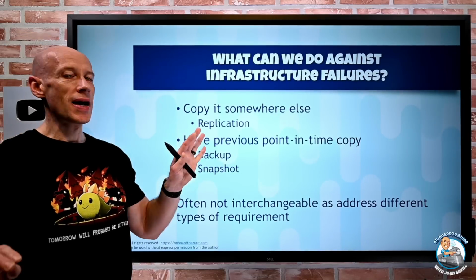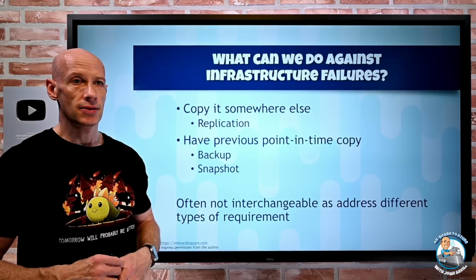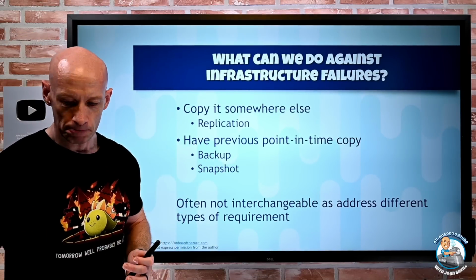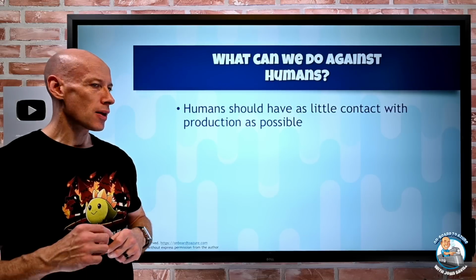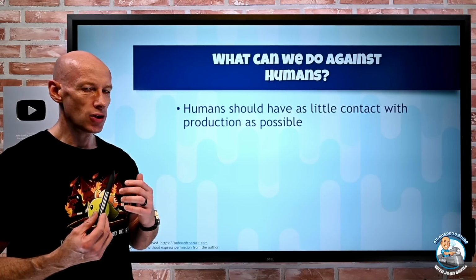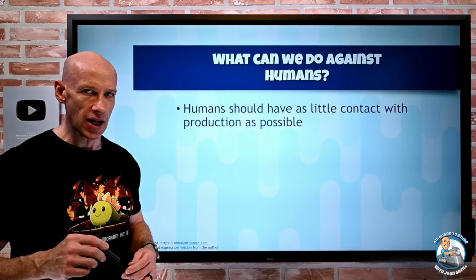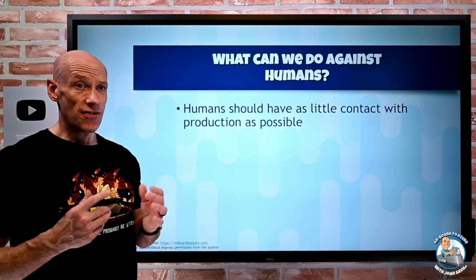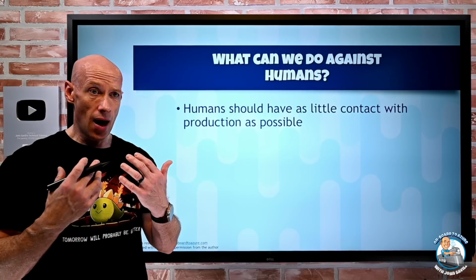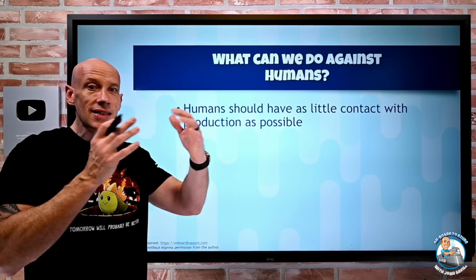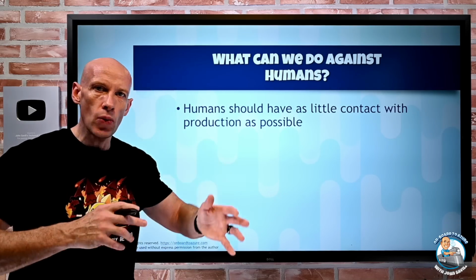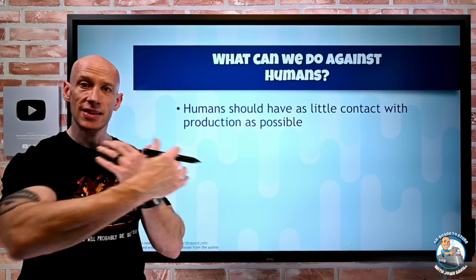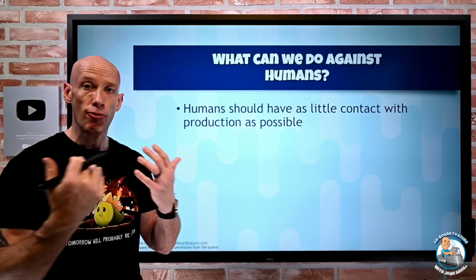So that's things I can do against infrastructure type failures and even different types of corruption. What do we do against the humans? Well, human beings should have almost no contact with production. And if I want to be efficient, they really shouldn't be doing much against UAT environments either. I want user acceptance testing environments, sort of QA and production, to be very similar to make sure my testing is valid, my processes are valid.